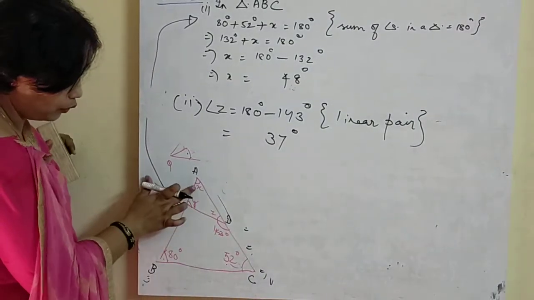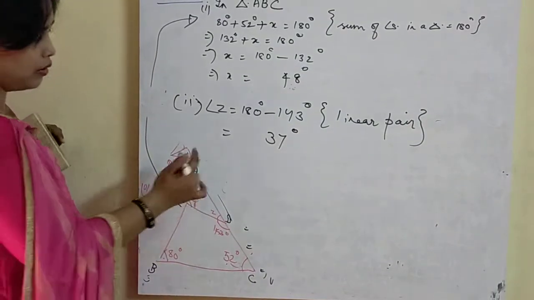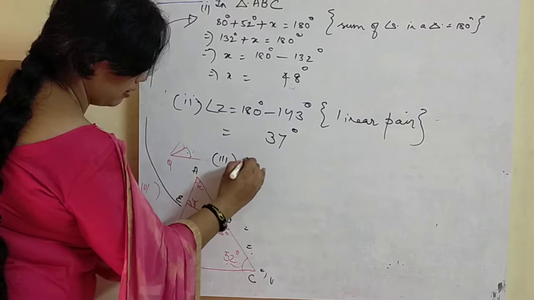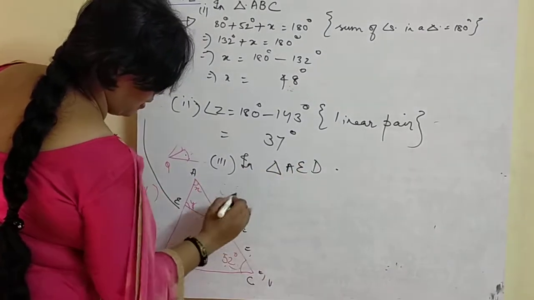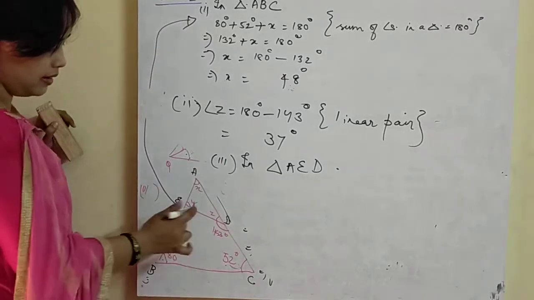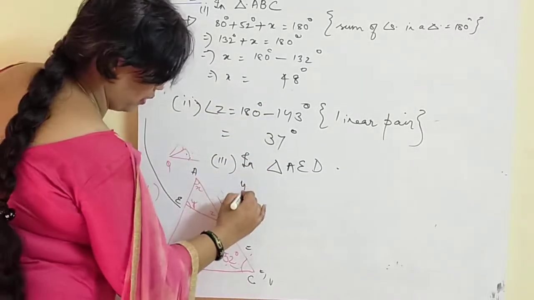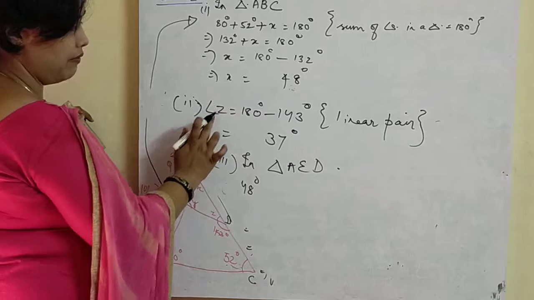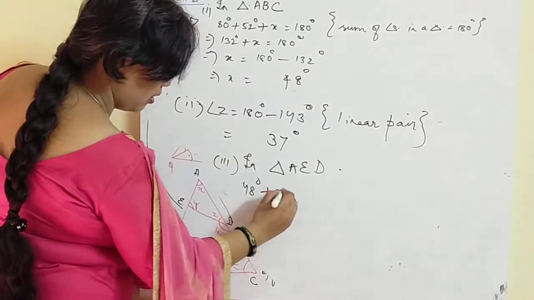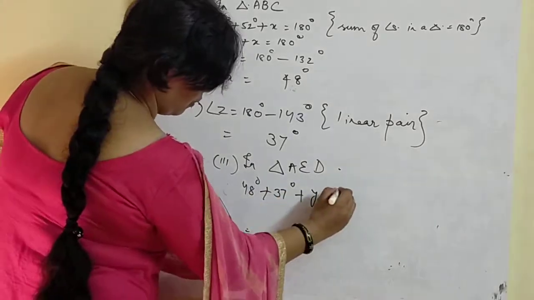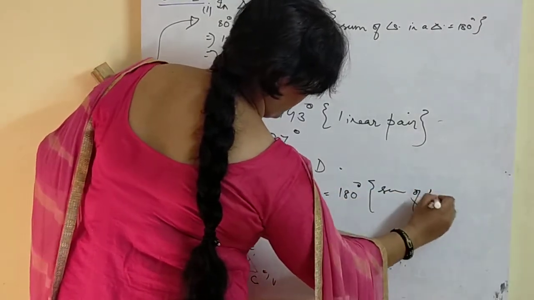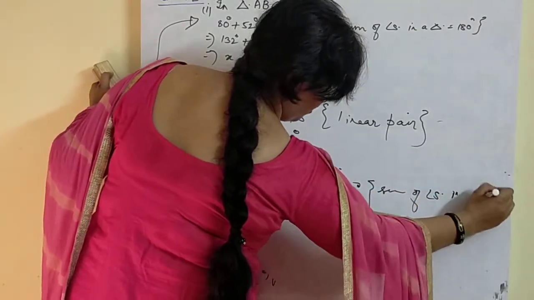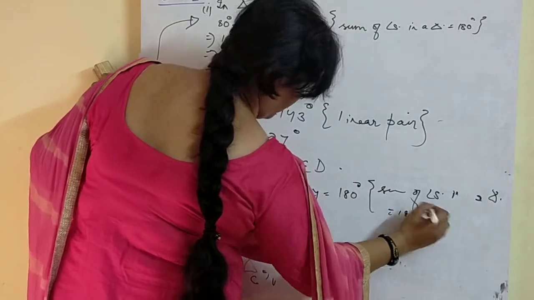And now we have known x, z. We have to find out y. So third, you will write in triangle AED. Angle AED: x we have found out 48 degrees, z we have found out 37, plus y equals 180 degrees. Don't forget to write the reason: sum of angles in a triangle is equal to 180 degrees.